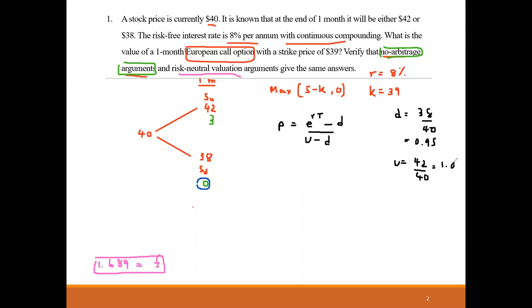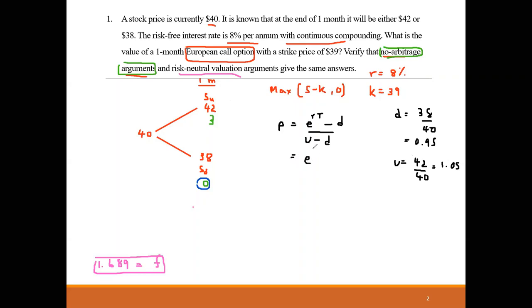So what does this mean? What is the percentage by which the stock price would go up and down? The stock price would go up and down by 5%. It would go down by 5% and it would go up by 5%. So D is 0.95, U is 1.05. So calculate and tell me the value of P.